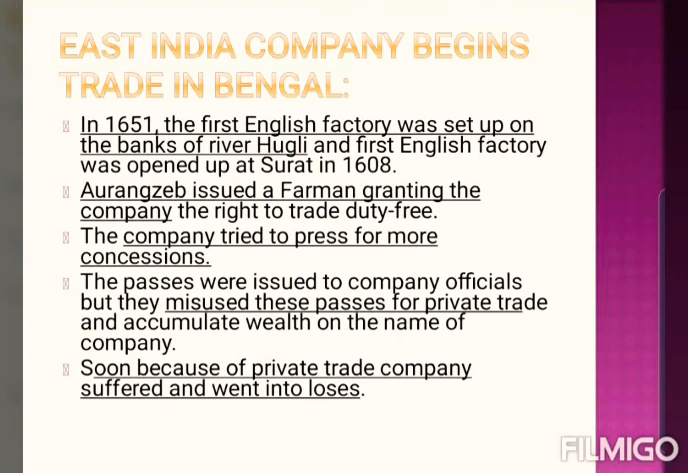Mughal Emperor Aurangzeb issued a farman granting duty-free trade to the company. This right was being grossly misused by the company officials who carried out private trades without paying any duty. This led to the huge losses of revenue to the Nawab of Bengal.